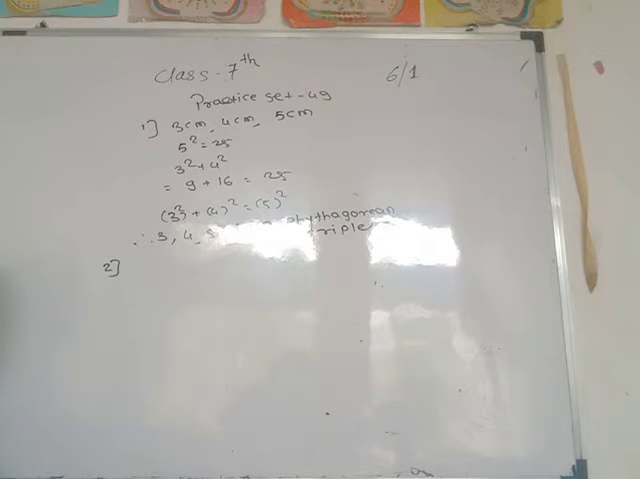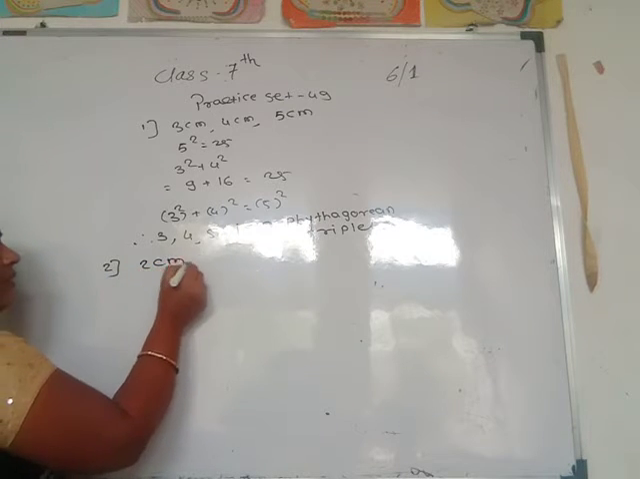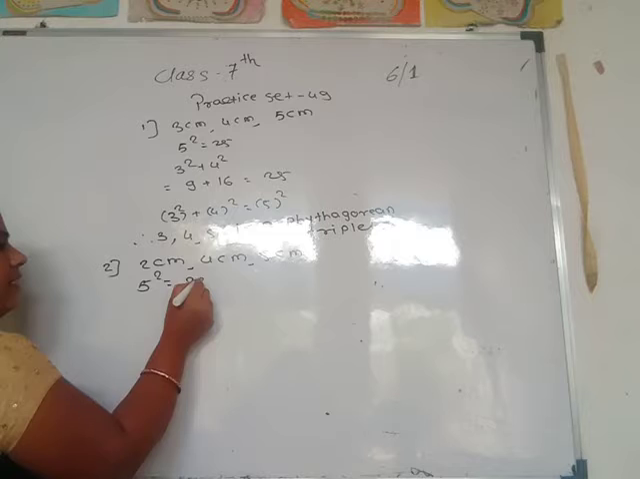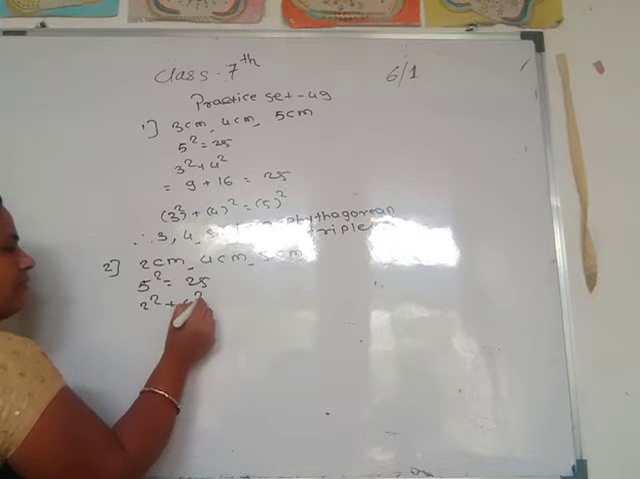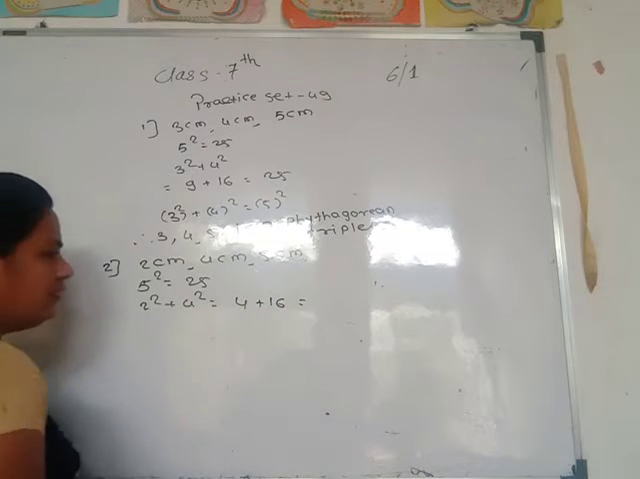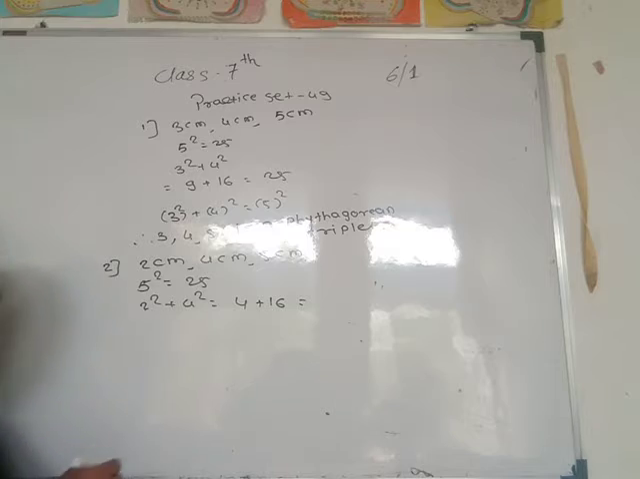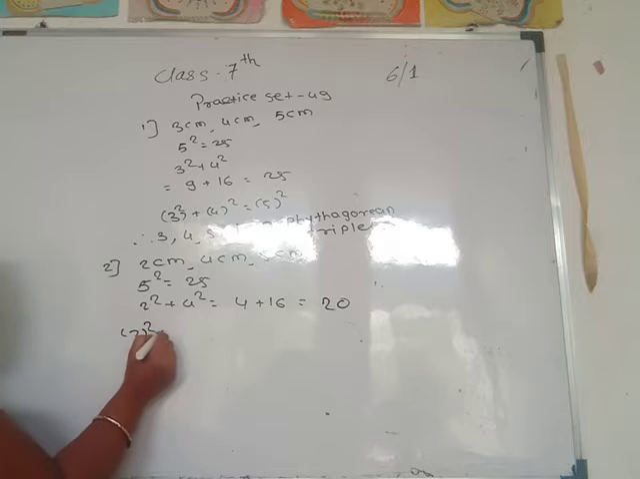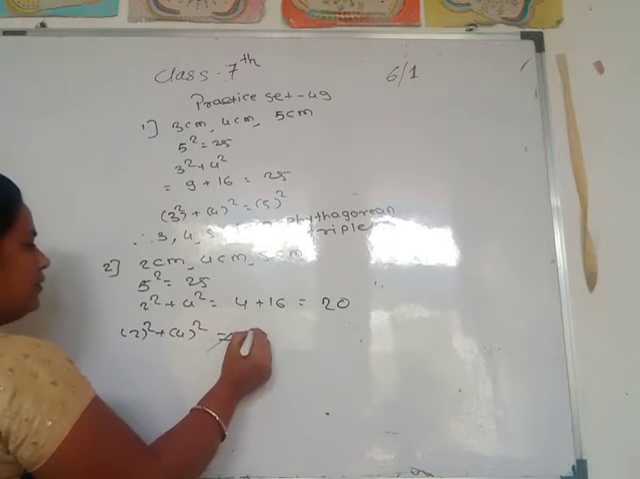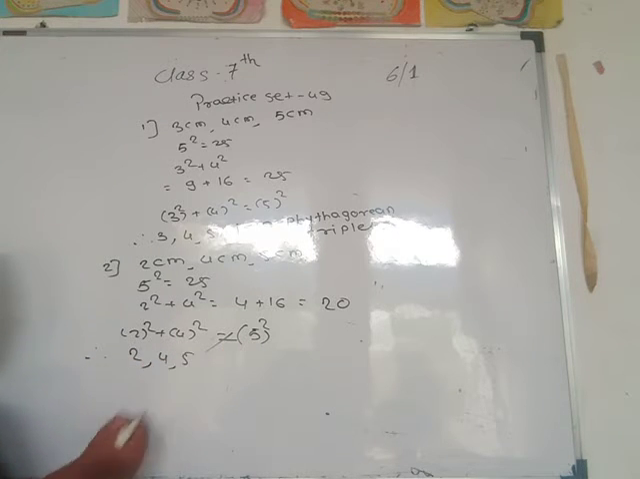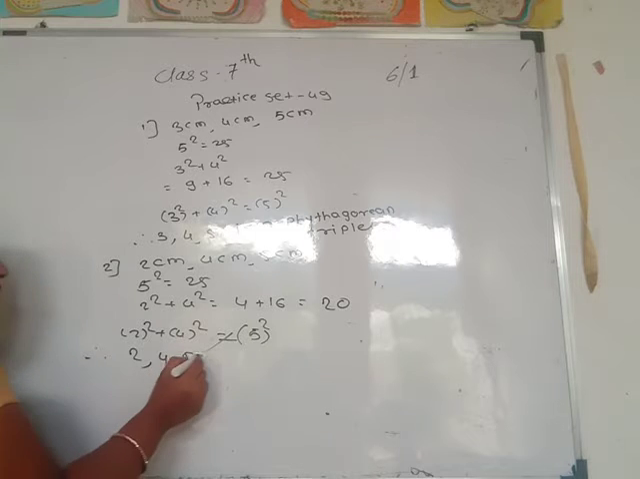Second one: 2 centimeter, 4 centimeter, 5 centimeter. The biggest number is 5 centimeter. 5 squared is 25. 2 squared plus 4 squared: 2 squared is 4 plus 4 squared 16, that is 20. Then you write here 2 squared plus 4 squared is not equal to 5 squared. Then below write: therefore 2, 4, 5 is not a Pythagorean triplet.